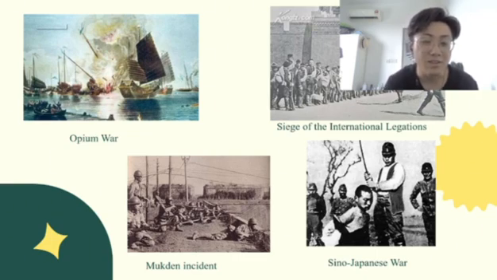And then there is the Mukden Incident. It started in 1931, when the Japanese Empire started to invade China. This invasion lasted very long, 14 years. During these 14 years, more than 22 million people were killed by the Japanese invaders. And in 1945, the Chinese people finally won the war.